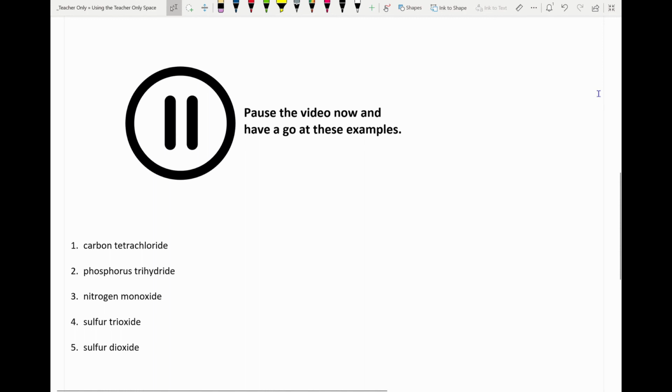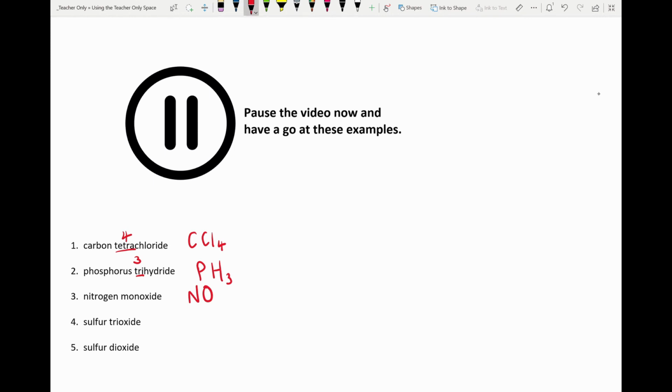Okay, so let's just go straight into it. Carbon tetrachloride, the tetra part of tetrachloride being 4. Carbon is C, chlorine is Cl, and we are saying that there are 4 of them, so CCl4. Phosphorus trihydride, well, the tri being 3, phosphorus is P, hydrogen is H, and we're saying that there's 3 of them, PH3. Nitrogen monoxide we've met already, nitrogen and oxygen, 1 of each.